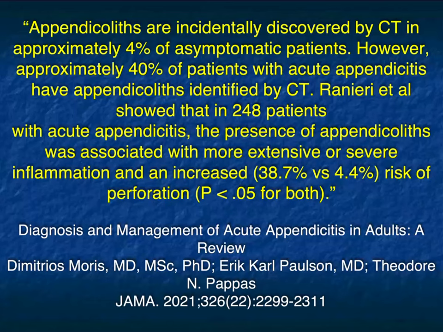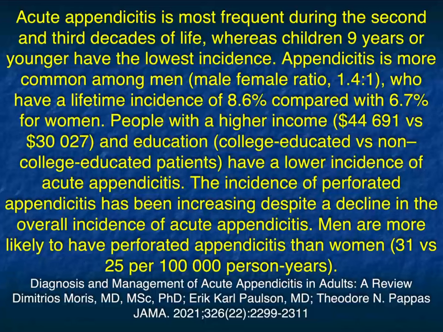It may not always be diagnostic of appendicitis, but when there is inflammation present, it is diagnostic or part of the diagnosis, but it also means these are patients who have potentially a more difficult course. Acute appendicitis is most frequent during the second and third decades of life, whereas children 9 years or younger have the lowest incidence. Appendicitis is more common in men compared to women, who have a lifetime incidence of about 8.6% compared to 6.7% with women.